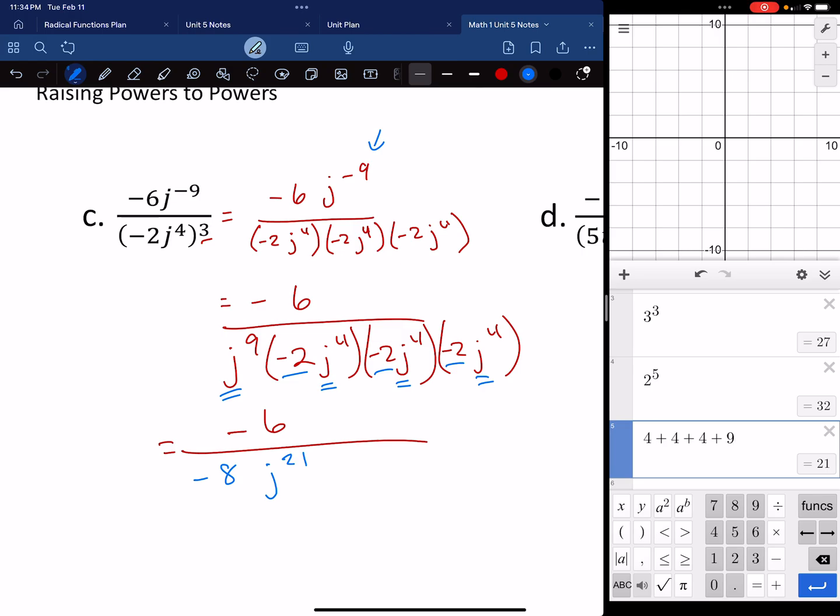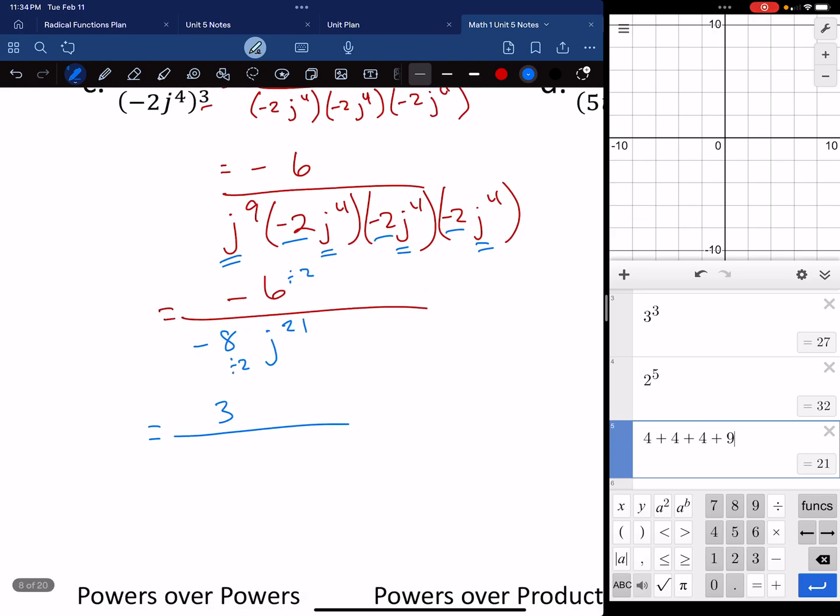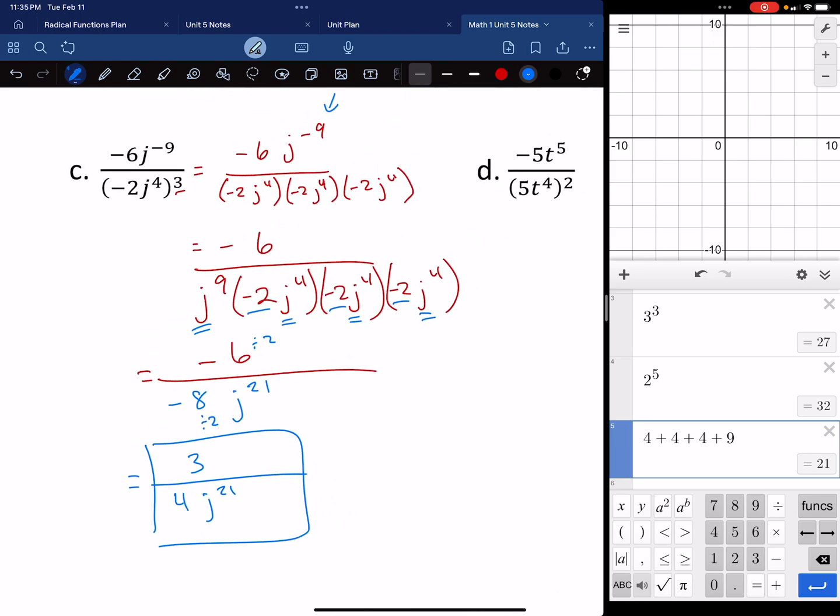From here, we're just simplifying, right? We have a negative on top, we have a negative on bottom. They're both going to end up being positive. And we can also simplify because 2 goes into 6 and into 8. So I can divide the top by 2 and the bottom by 2. Okay, so we'll get 3 on top, 4 on bottom, and j to the 21st stays right there. All right, so that's C. We've got one more problem to do.